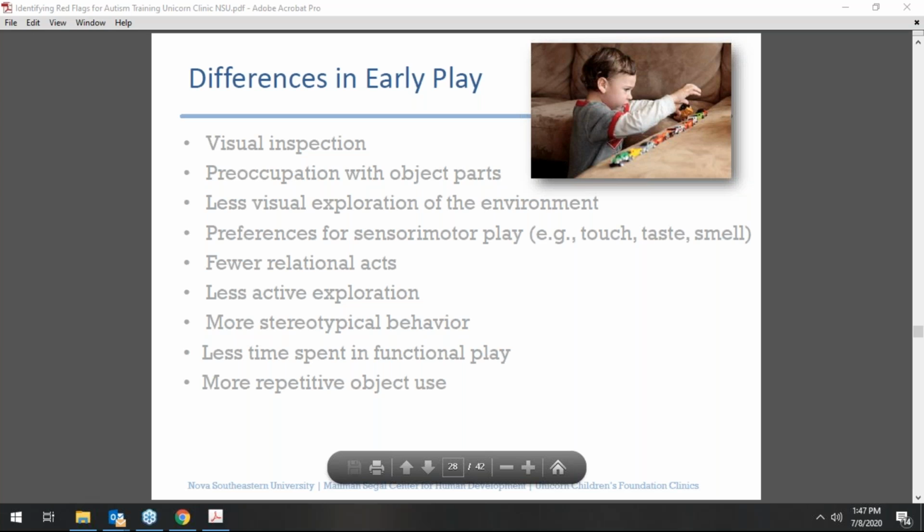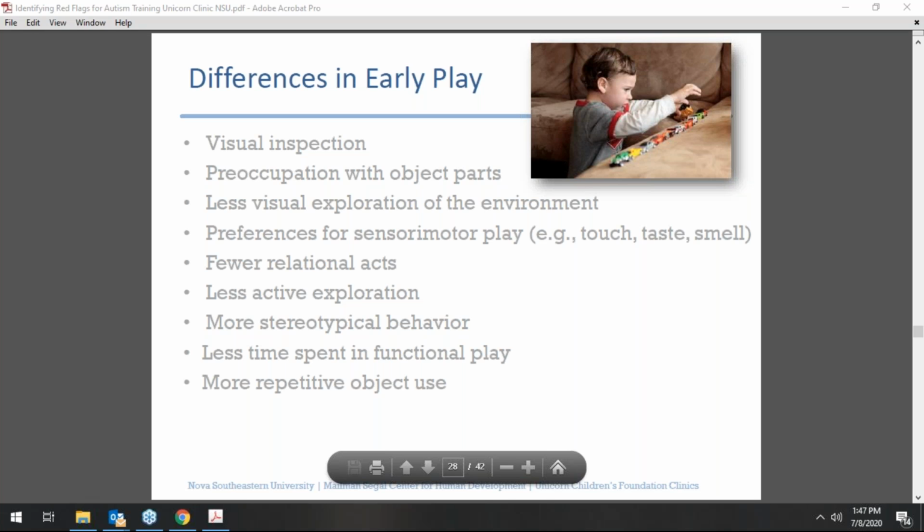There might also be fewer relational acts. So they might play by themselves, like I mentioned before, not really involving or initiating. So they might see a group of children playing, but they might not approach that group of children.